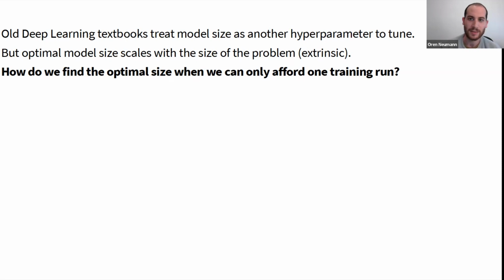The problem with that is that unlike other hyperparameters, model size scales with the size of the problem. So if your data set size increases, you should expect that the optimal model size will increase as well. So the question that drove this whole line of research is, how do we find the optimal model size when we only have money to afford one training run? When a training run, for example, like GPT-3 or GPT-4, costs millions or tens of millions of dollars.